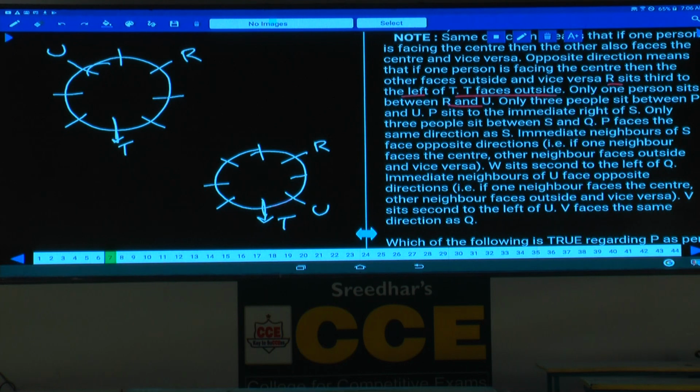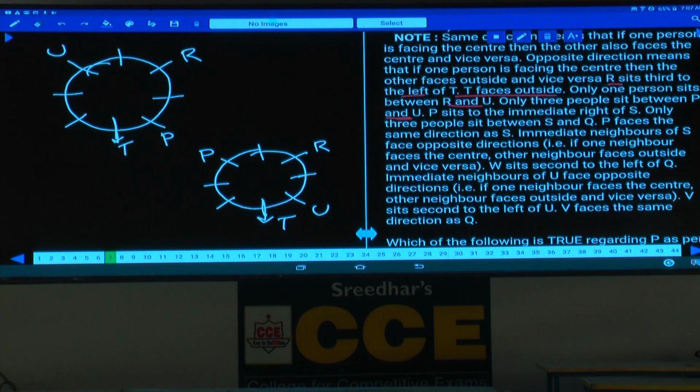Only 3 people between P and U. Among these 8 persons, 3 people in between is nothing but these 2 persons are opposite to each other. Hence P must be here. And in the second case, P sits opposite to U, and only 3 people between P and U.